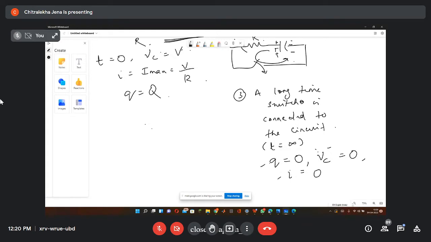Q equal to 0. VC is equal to 0. Here, current is equal to V by R. VC is equal to V. Q is equal to capital Q.